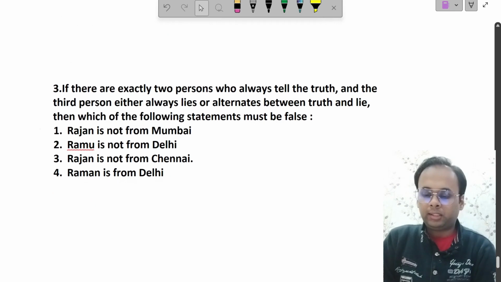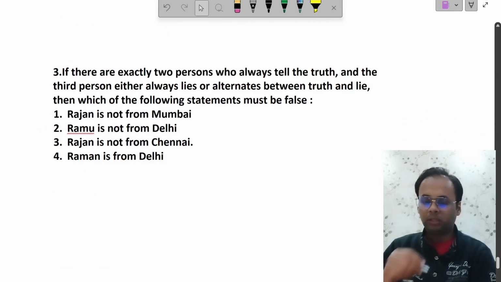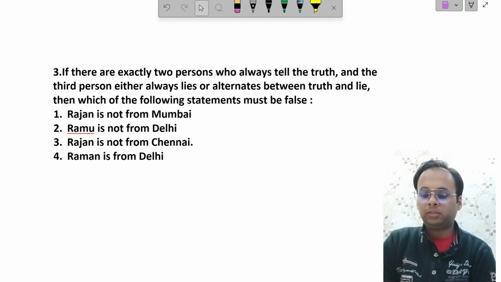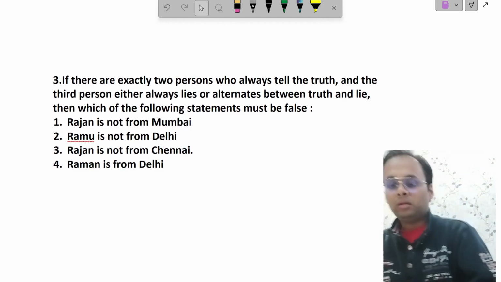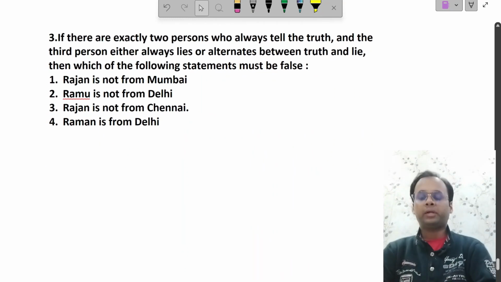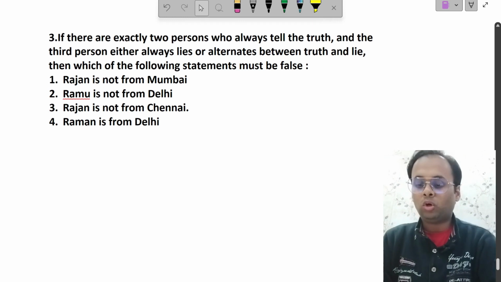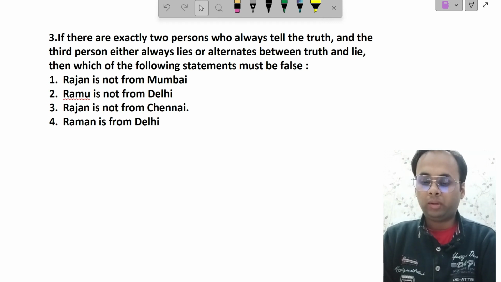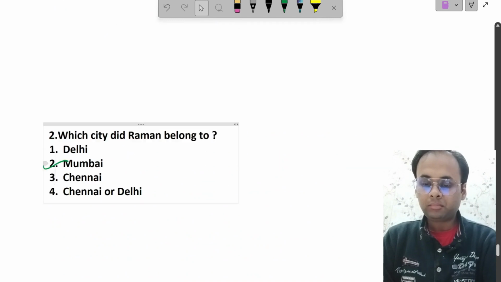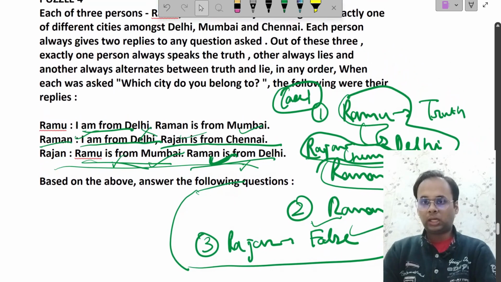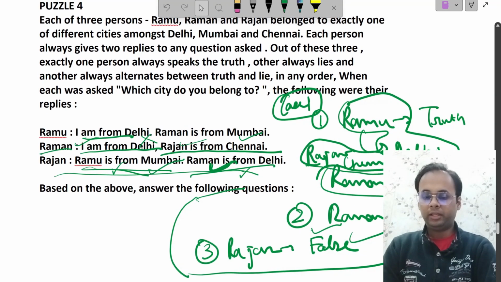If there are exactly two persons who always tell the truth and the third person either always lies or alternates between truth and lie, then which of the following statements must be false? Now it is saying that case which we have already ignored, case 2 and case 3. So we have already seen in case 2 and 3, which we have rubbed off, that two persons were speaking the truth. So it is asking for those cases actually here, case 2 and case 3.